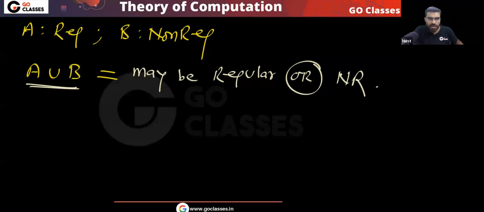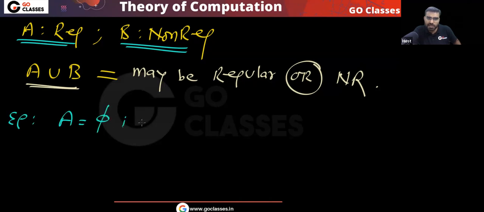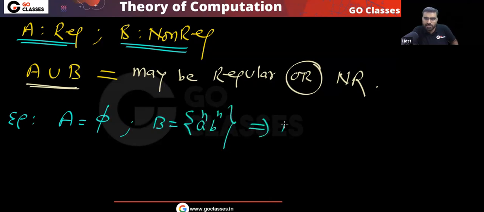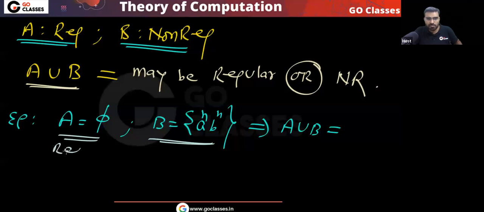Can you give me A, B whose union will be regular, where A is regular and B is non-regular? For example, if I take A equal to 5 and B equal to a^n b^n, what is their union? Remember, A is regular, B is not regular. Their union will be B, which is not regular.